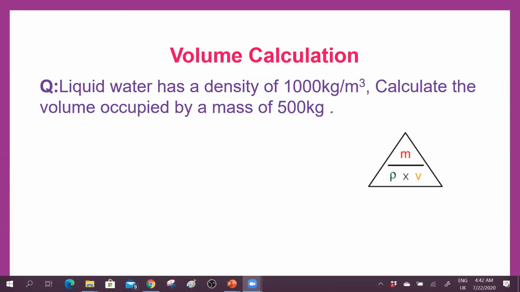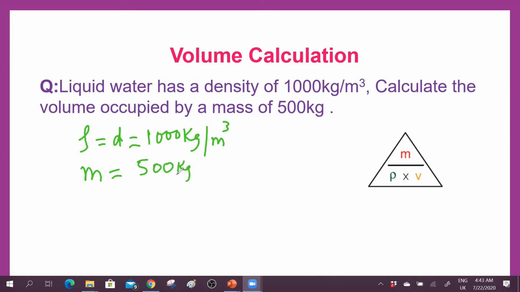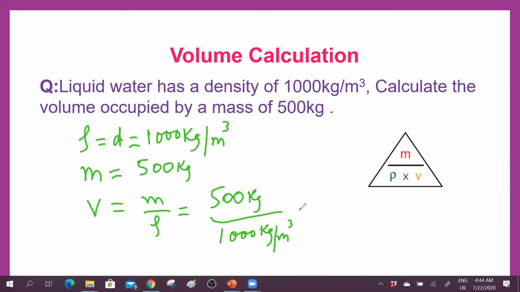Now we can practice how to calculate the volume when density and mass are given. Liquid water has a density of 1,000 kilogram per cubic meter. Calculate the volume occupied by a mass of 500 kilogram. The value of the density is rho. Again, those who cannot write the symbol rho can write D. The value of mass is 500 kilogram. So we can use the formula. As I said earlier, we want to get volume in this case, so we can hide V. So V equals mass over density. Mass is 500 kilogram and density is 1,000 kilogram per cubic meter. So the answer will be 0.5 cubic meter.